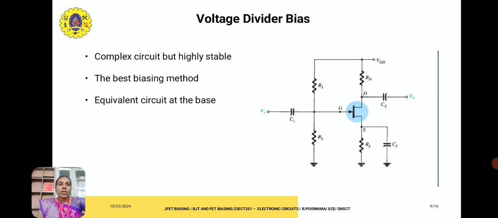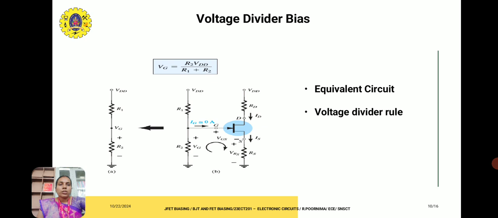And next is the voltage divider bias. The circuit is complex, but it is a highly stable circuit and the most widely used circuit for amplifiers. The reason is that it provides higher stability than the fixed bias and the self bias. To analyze the voltage divider bias circuit, we need to use the equivalent circuit. In this picture, R1 and R2 are connected at the gate. It provides the potential divider.